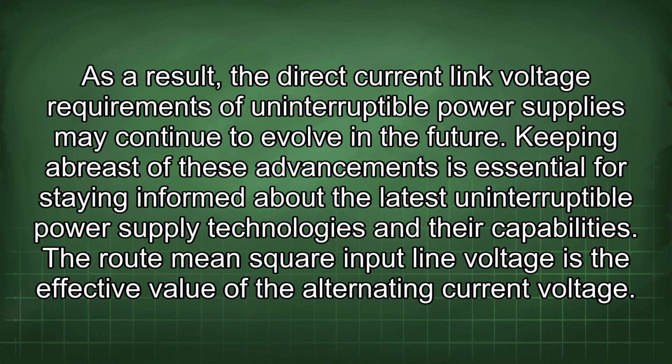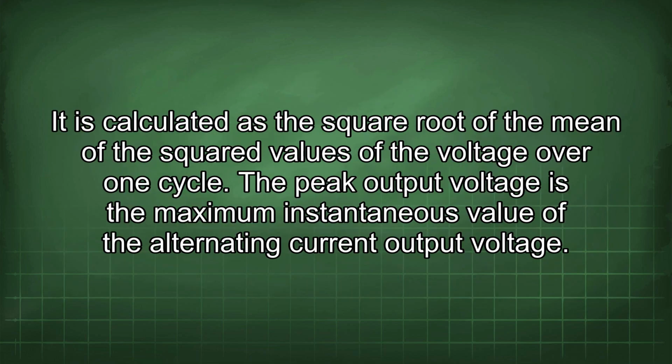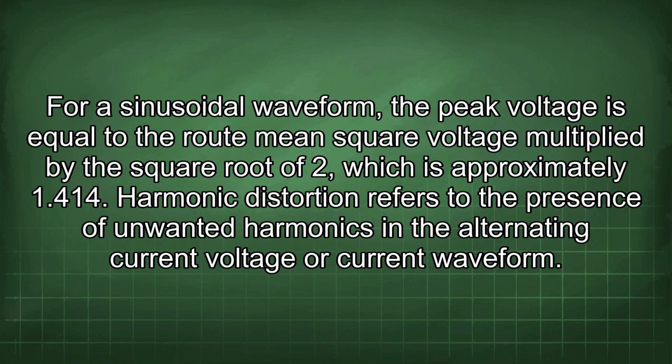The root mean square input line voltage is the effective value of the alternating current voltage. It is calculated as the square root of the mean of the square values of the voltage over one cycle. The peak output voltage is the maximum instantaneous value of the alternating current output voltage. For a sinusoidal waveform, the peak voltage is equal to the root mean square voltage multiplied by the square root of 2, which is approximately 1.414.